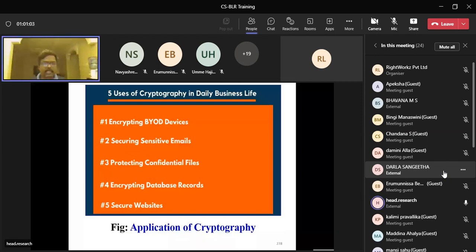So then encrypting database records. Then secure websites. So these are the 5 uses of cryptography in daily business life. It comes under application of cryptography.